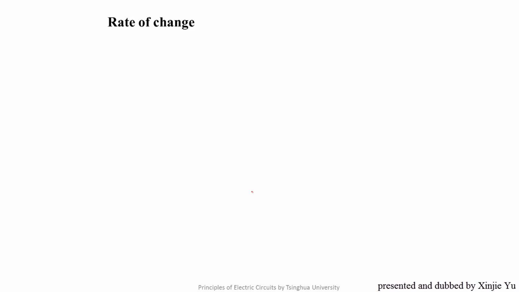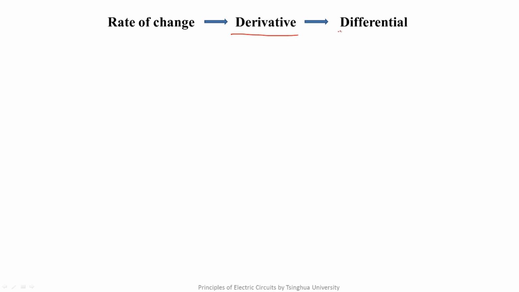Next, let's discuss another effect, the rate of change. If we want to know the rate of change of a function, we should solve its derivative. With the derivative, we can solve the differential of a function. We still use the graphs above to represent the relationship.